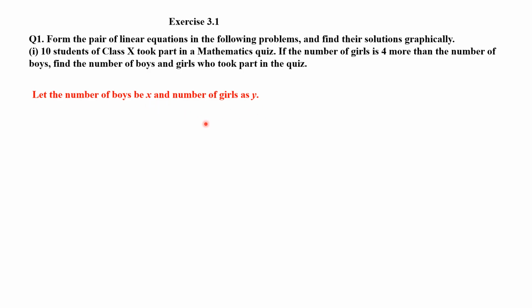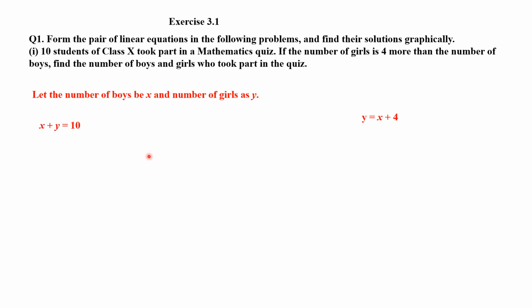Now what is the other linear equation? You can get it from the first statement: 10 students of class 10. We know that in a class you will have boys also, girls also, but total 10 students. It means x and y, their sum is 10. So now you got two equations. First is x plus y equal to 10, and then y equal to x plus 4.